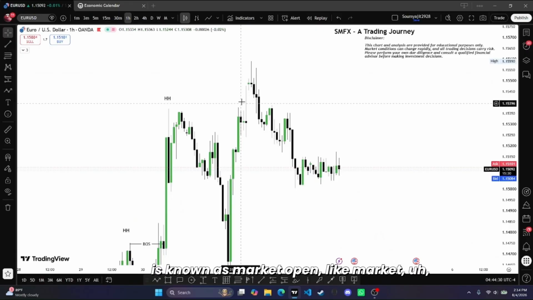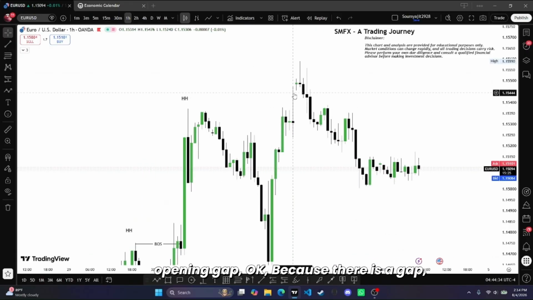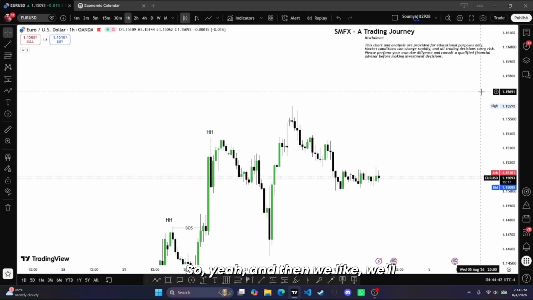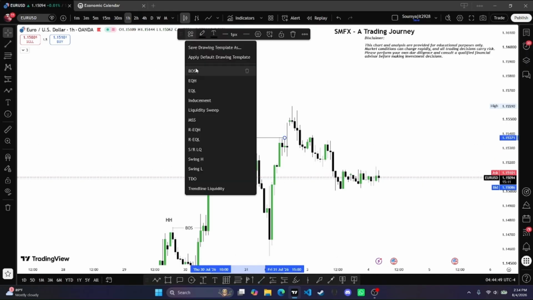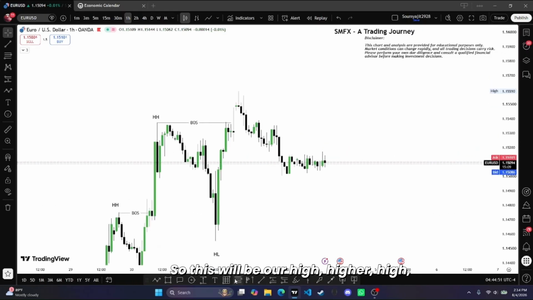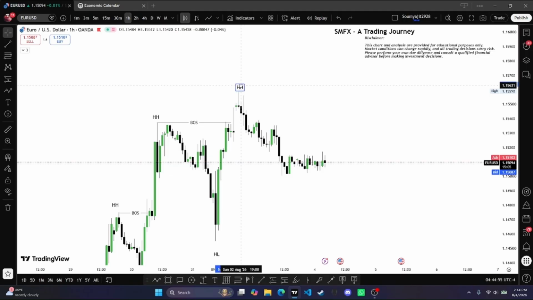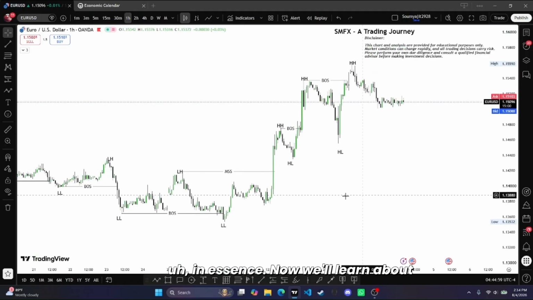Right now this is known as market opening gap. Because there is a gap, you can clearly see there is no particular body in a clear sense. So yeah, and then we will mark this as our breakout structure once again. So this will be our new higher high. So there was this structure in essence.